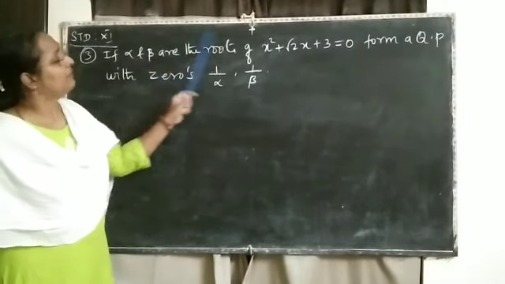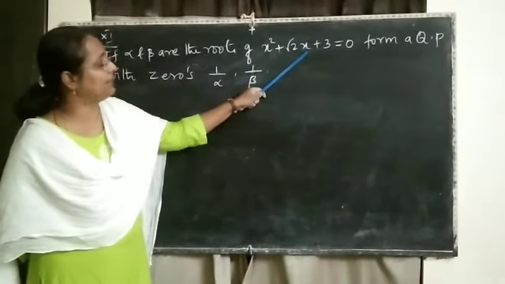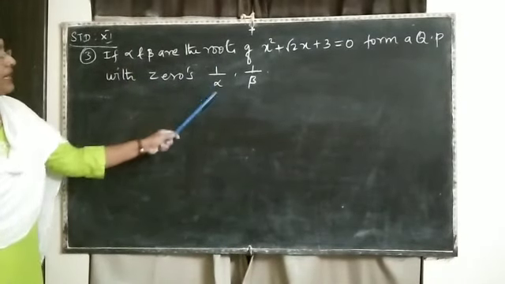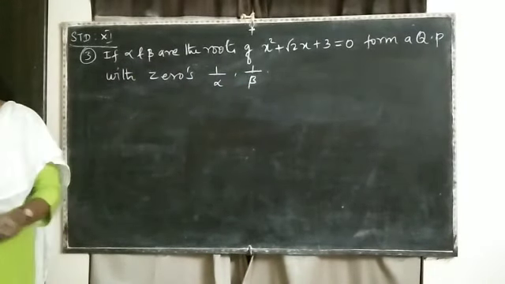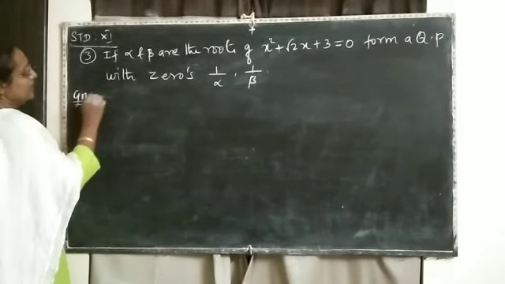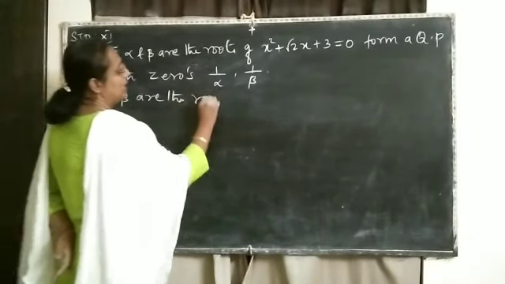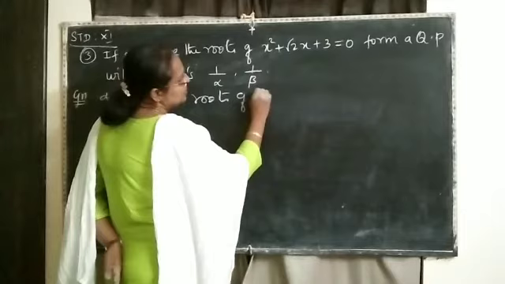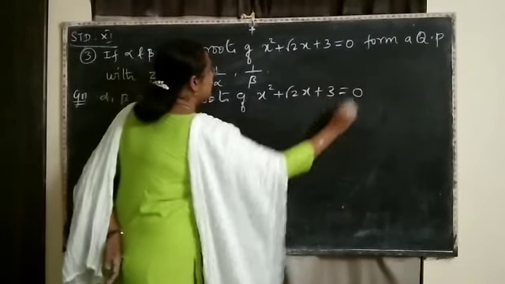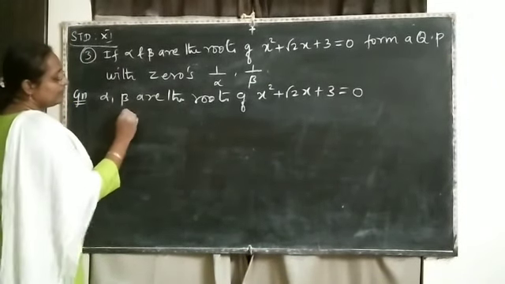Okay, already the roots are given for the quadratic equation. With this, we are going to form one more new quadratic equation with the zeros 1 by alpha comma 1 by beta. Okay, shall we see how we are going to proceed? Now first, given alpha comma beta are the roots of, what are the roots of? x squared plus 2 root 2 x plus 3 is equal to 0. Yes or no?